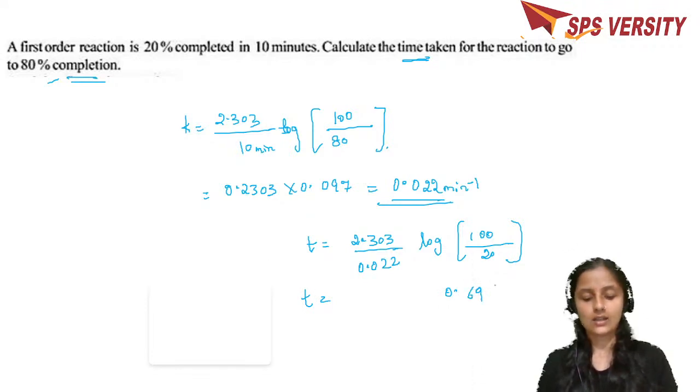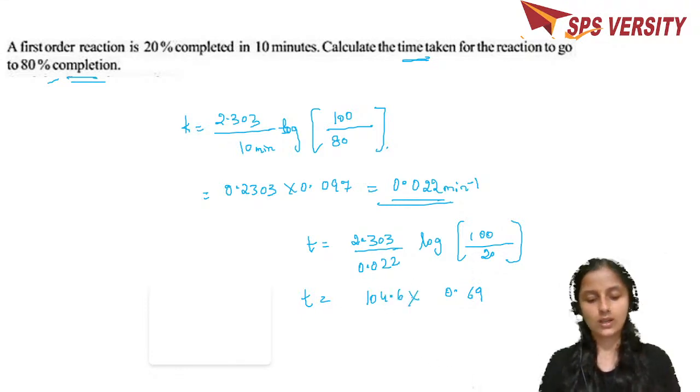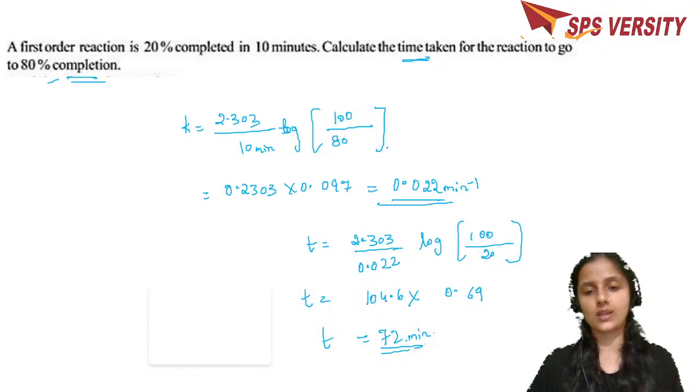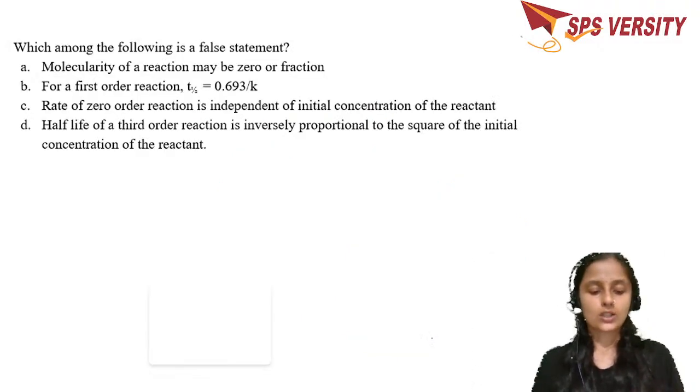That's 0.6989. And what is 2.303 divided by 0.022? It is approximately equal to 100, or you can take it as 100.4. So this one multiplied by 0.69 is going to give you almost 72 minutes. So be careful when you convert the unit terms. That's minutes and seconds. So the next question is, which among the following is a false statement?